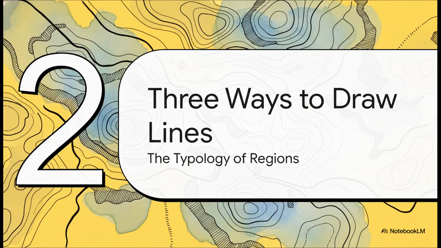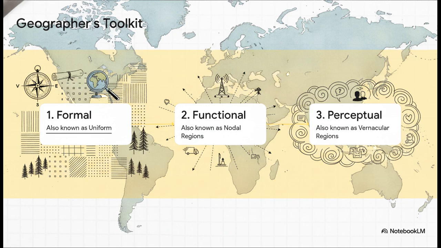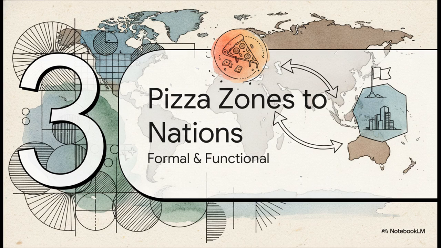Okay, so all these different characteristics lead us to a really neat framework. Basically 3 distinct ways that geographers approach drawing these lines on a map. I want you to think of this as the essential geographer's toolkit. We're going to break down the 3 main types of regions. First, you've got formal, which is also called uniform. Then there's functional, or nodal. And finally, perceptual, which you'll sometimes hear called vernacular. All right, let's dive right in.